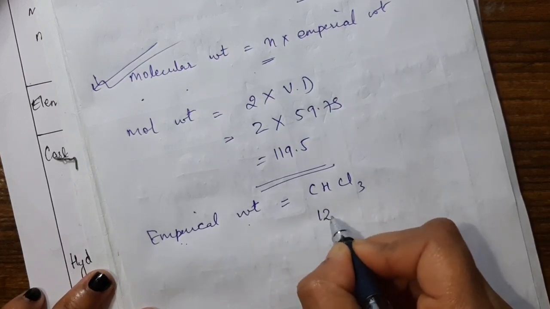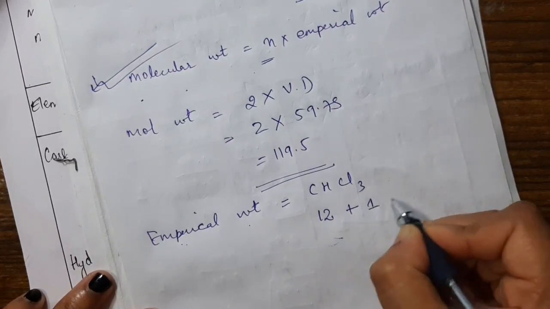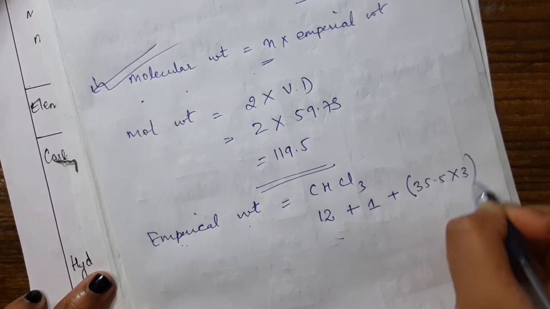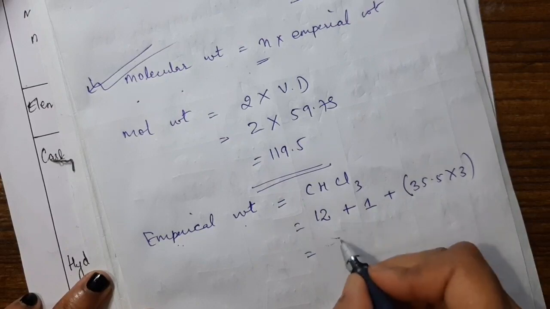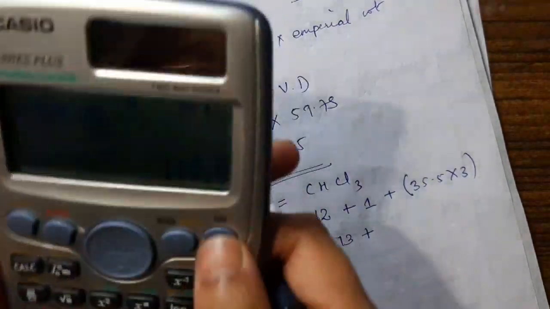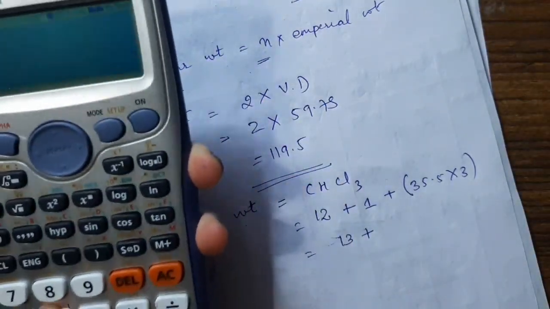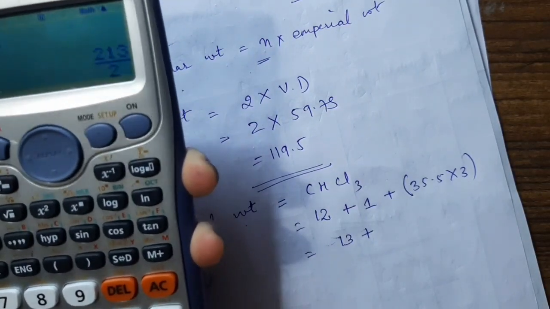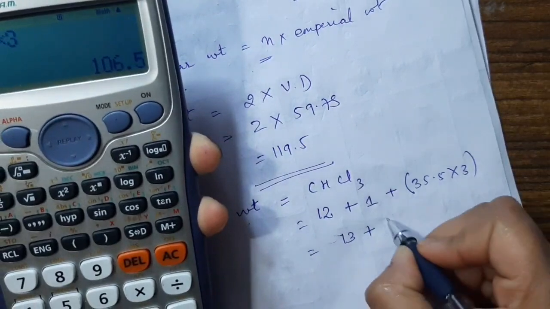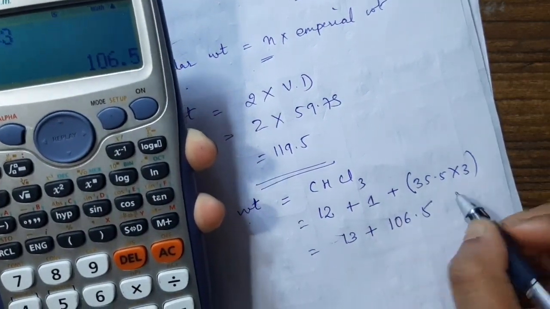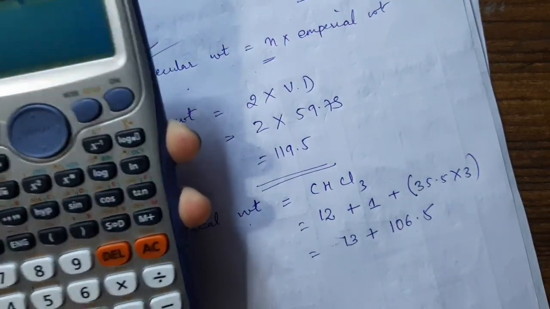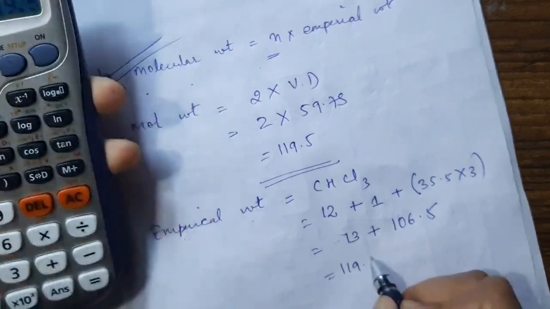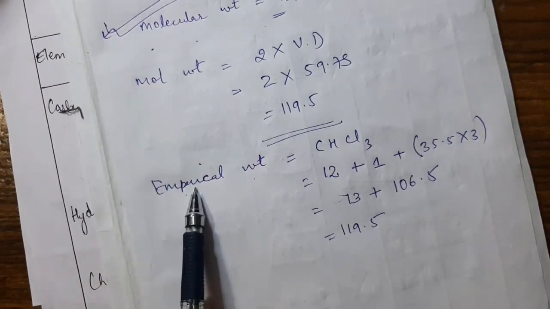Carbon is how much? 12, plus hydrogen is 1, chlorine is 35.5 into 3. That would be equal to 12 plus 1, 13, plus 35.5 into 3, which is 106.5, plus 13 would be equal to 119.5. So we got the molecular weight and the empirical weight.